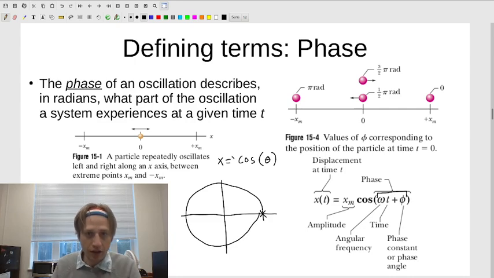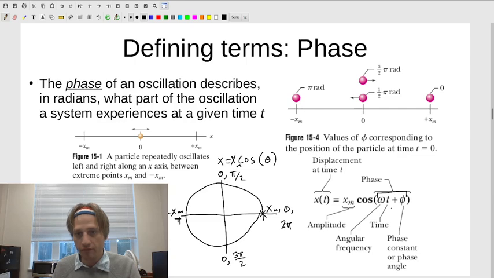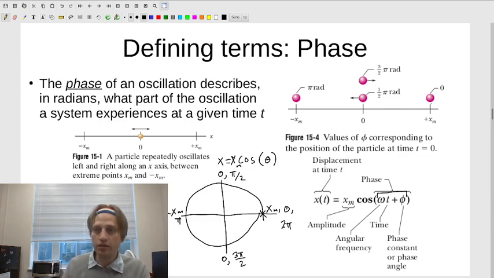So here, if we have this at x max cosine theta, then this would be at x max at an angle of 0. It would be at 0 at an angle of pi over 2. It would be at minus x max at an angle of pi. It would be at 0 at an angle of 3 pi over 2. And then it would be back at x max at an angle of 2 pi. So that phase angle is describing the different parts of our oscillation in terms of radians.